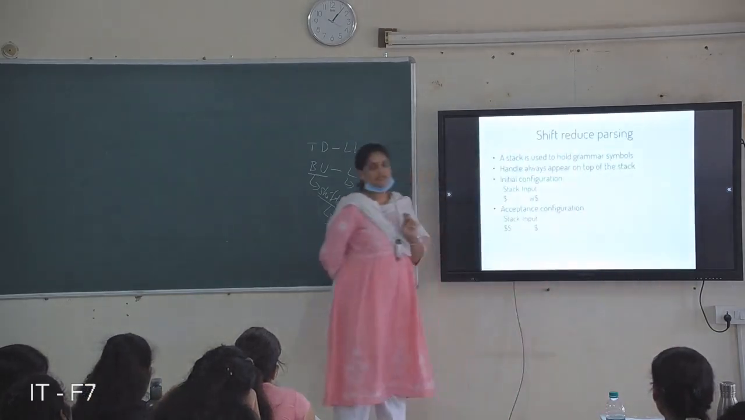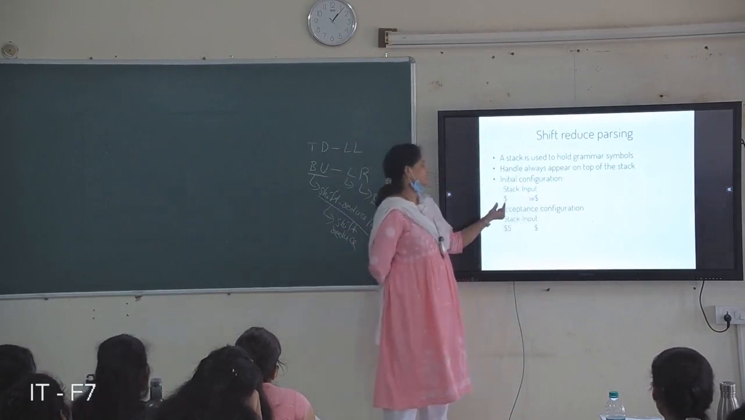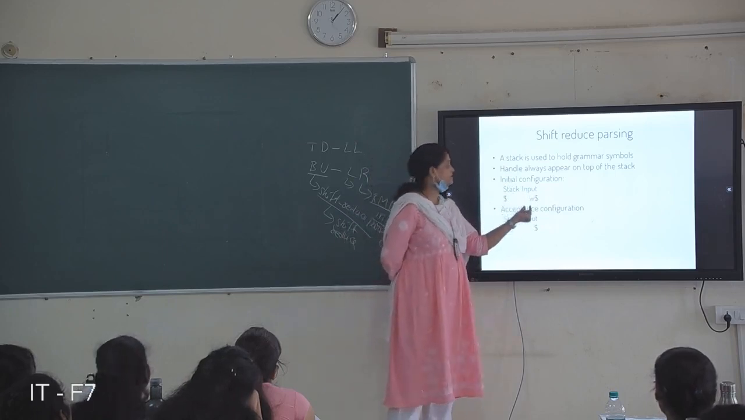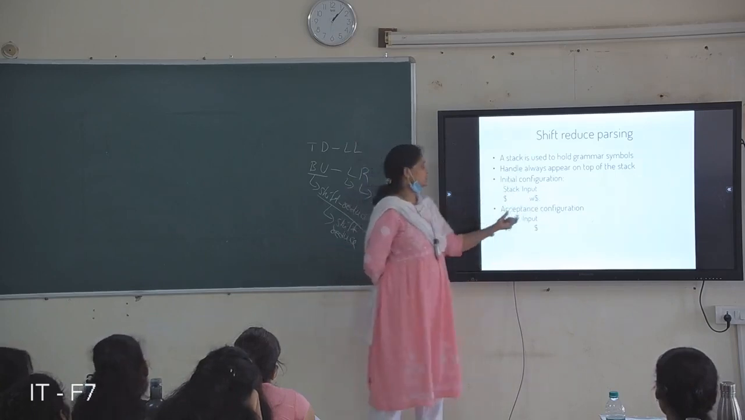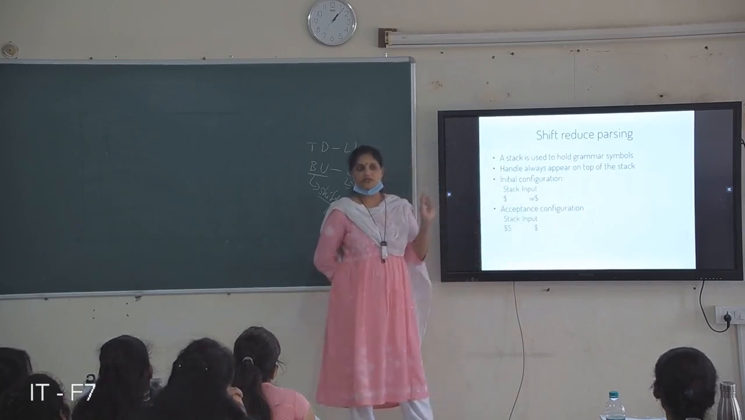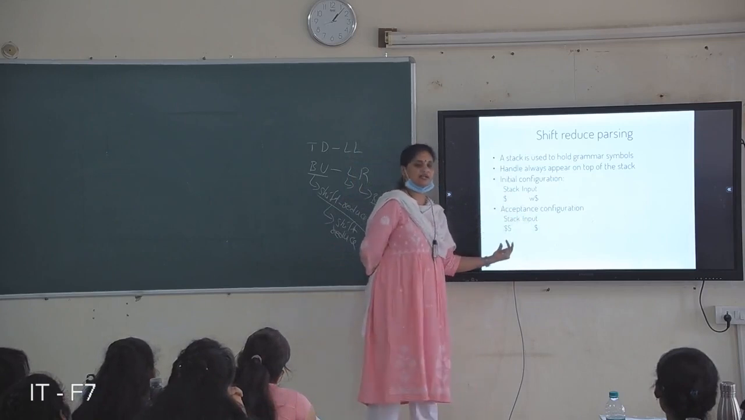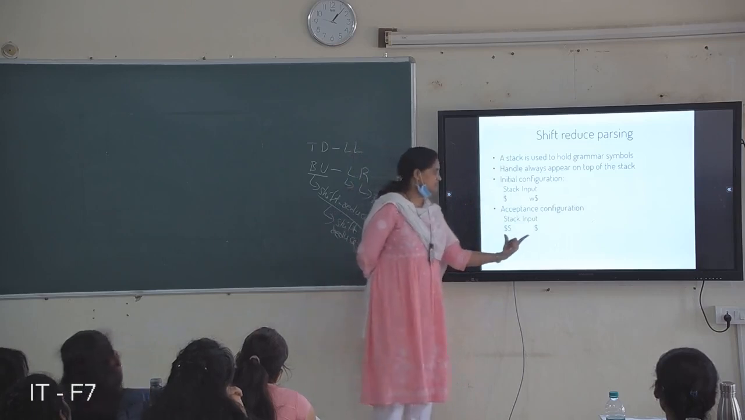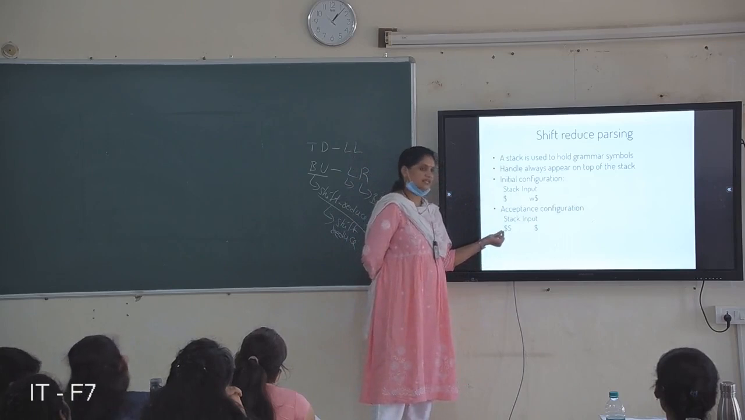And how do we do this process? We take a stack and input. Initially the stack contains dollar and the input contains the input string. W is the given input string followed by the dollar symbol. You can only perform shift and reduce operations. Whenever you get a handle on the top of the stack, it is replaced by the non-terminal. The acceptance configuration is when the stack content is dollar followed by the starting symbol.